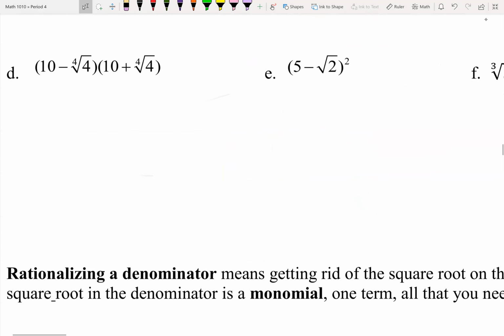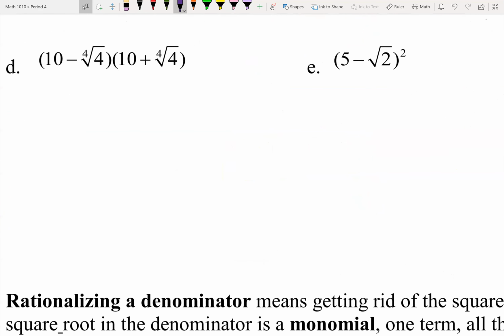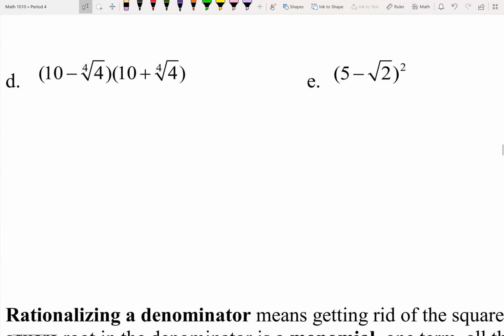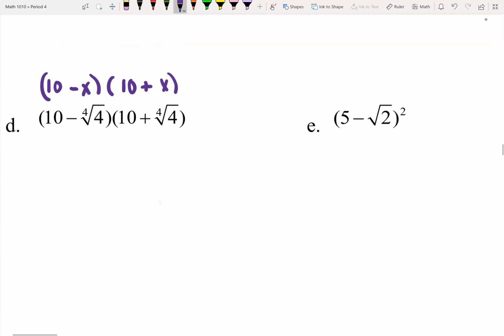Question D. Okay, starting to get a little ugly. Up above that, I want you to write this. 10 minus x in parentheses. And then right next to it, 10 plus, tell me that. 10 plus x. So you're seeing it correctly because you're answering when I ask you.